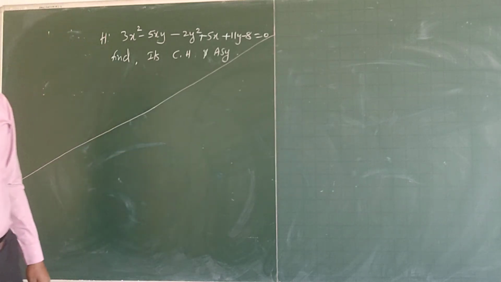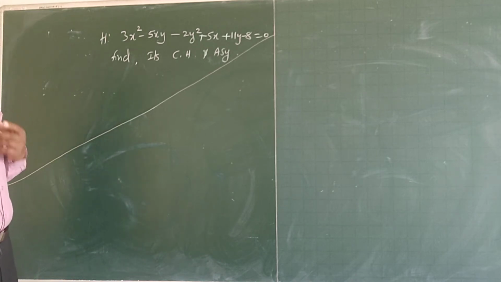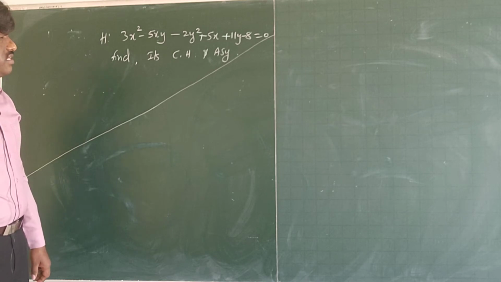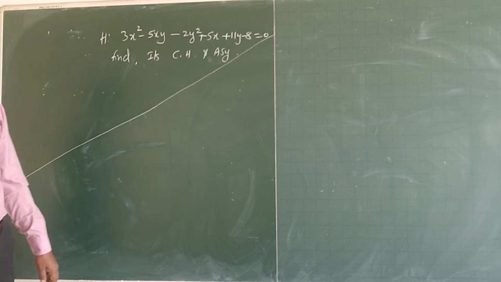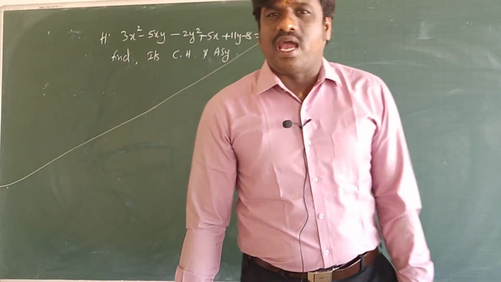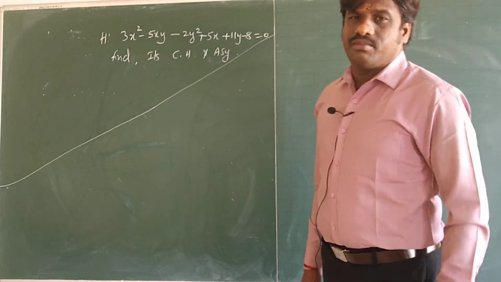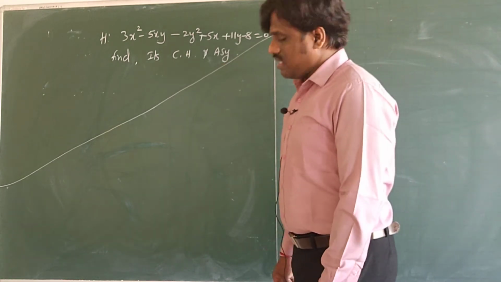Now see, this is the question. A hyperbola equation is given: 3x square minus 5xy minus 2y square plus 5x plus 11y minus 8 equal to 0. This is the hyperbola equation. We are asked to find its conjugate hyperbola and the asymptote equation, the pair of asymptotes.